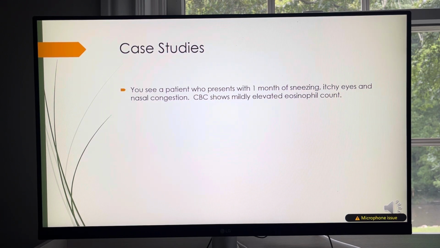You see a patient who presents with 1 month of sneezing, itchy eyes, and nasal congestion. Now, in most cases, you wouldn't do a CBC in this case, but if you did, for the allergies, it would not be surprising to find an elevated eosinophil count.